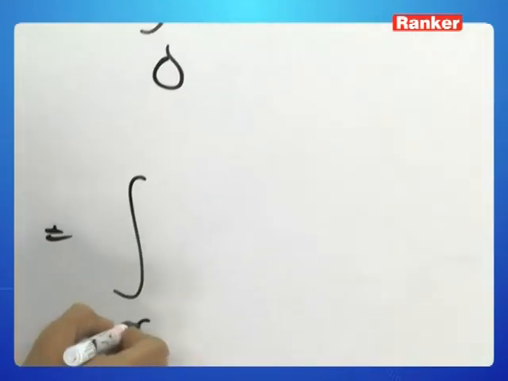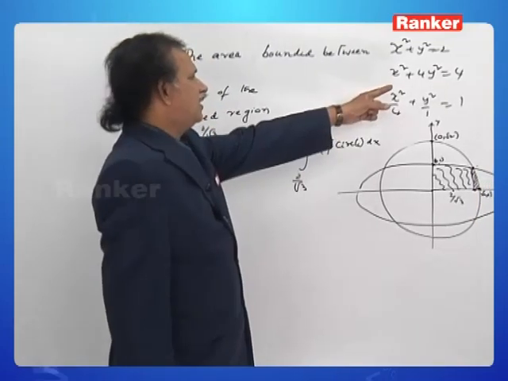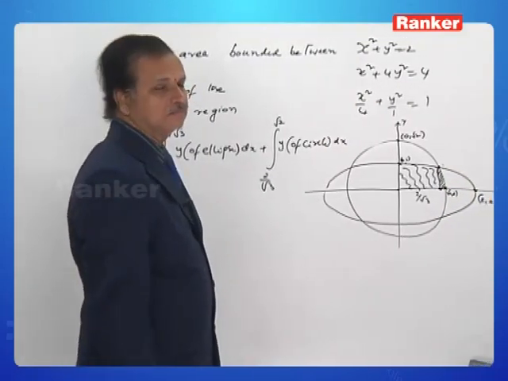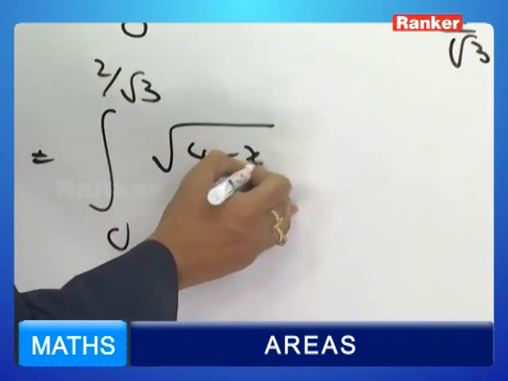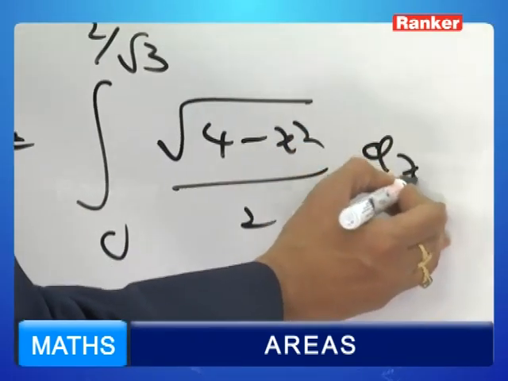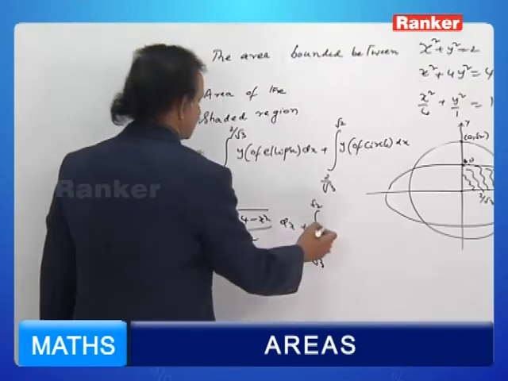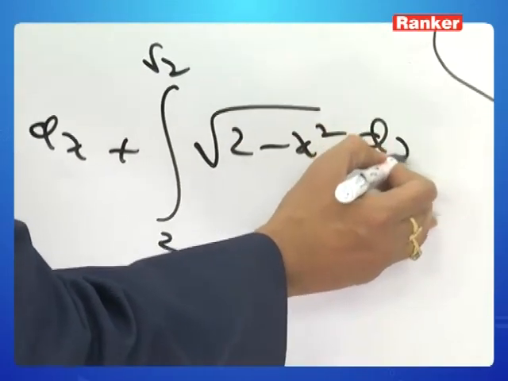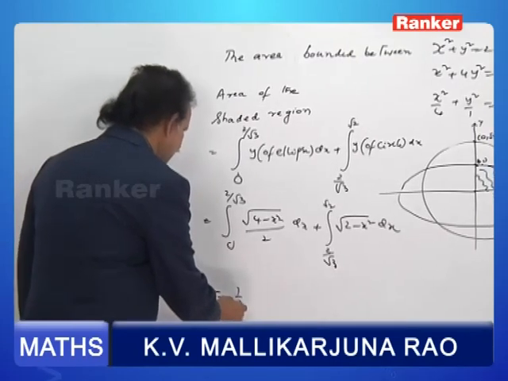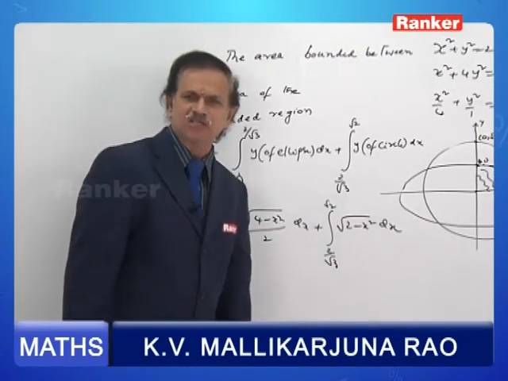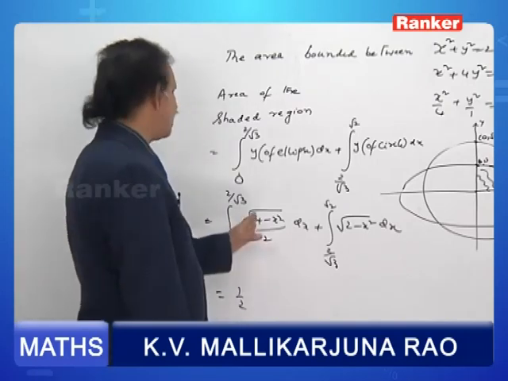This is equal to integral 0 to 2 by root 3. What is y from the ellipse? Come on. 4y square is equal to 4 minus x square. So y square is equal to 4 minus x square by 4. So root of 4 minus x square by 2 dx plus integral 2 by root 3 to root 2. Y from the circle, it is just root of 2 minus x square dx. Okay, and it is of course a lengthier procedure, but there is no difficulty. We are to use the formula for these two also.